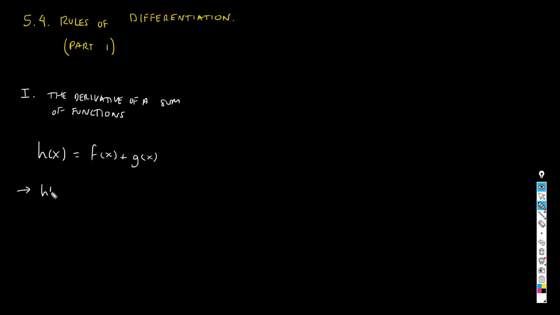Then, as I've told you before, because we have already used this one, the derivative of h will be simply the derivative of f plus the derivative of g. So basically, the derivative of a sum of functions is the sum of the derivatives independently. And it doesn't matter how many functions you have, okay? If you have any number of functions in here, it's going to be the same. It's going to be the sum of the derivatives of such functions. So let's see one example of this.